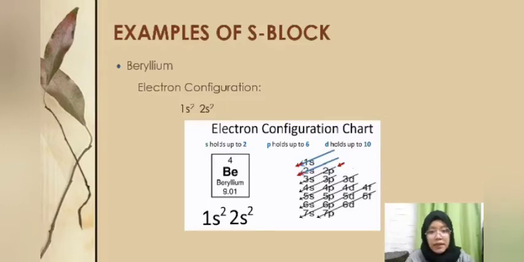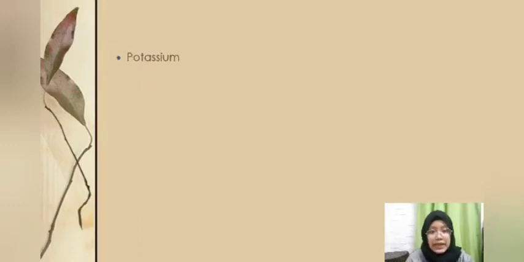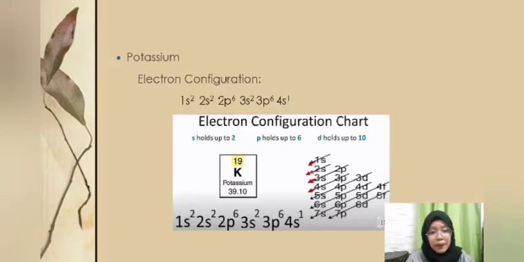Then another example is potassium, and the electron configuration of potassium is 1s2, 2s2, 2p6, 3s2, 3p6, 4s1. Then here's how we get it according to the Aufbau principle.